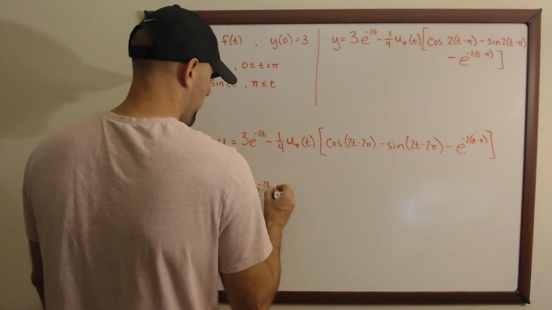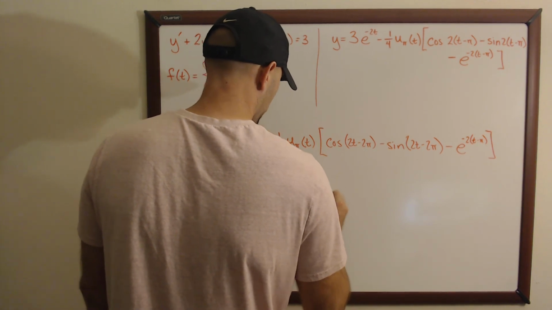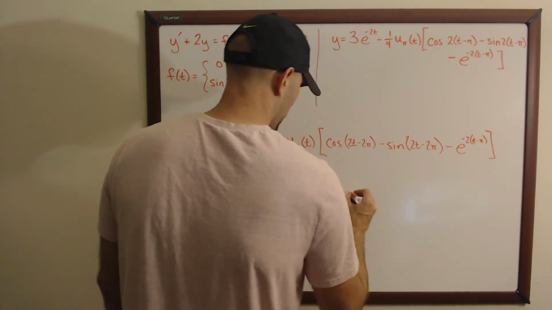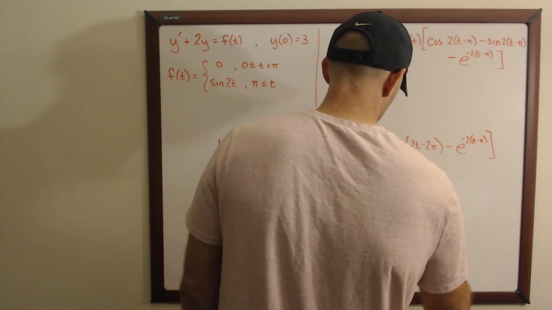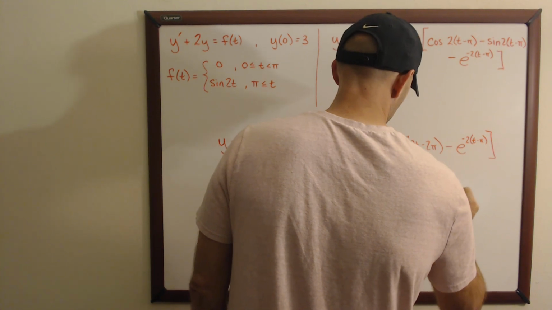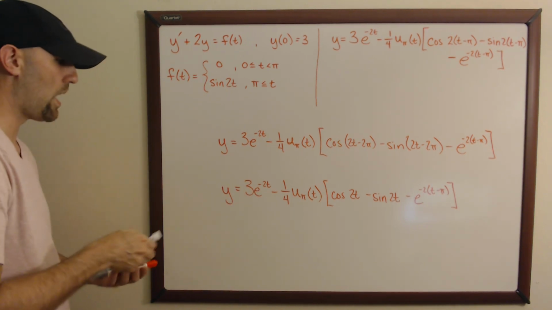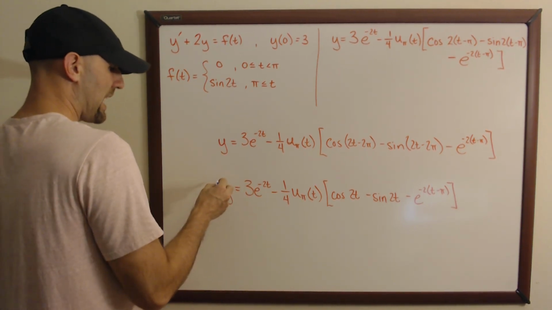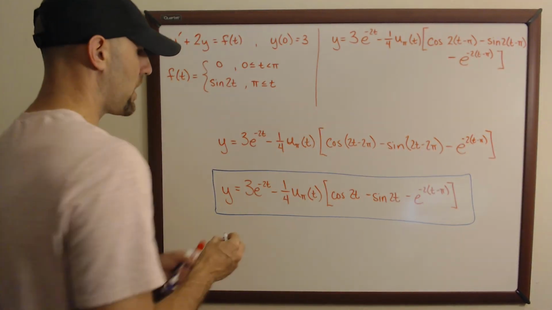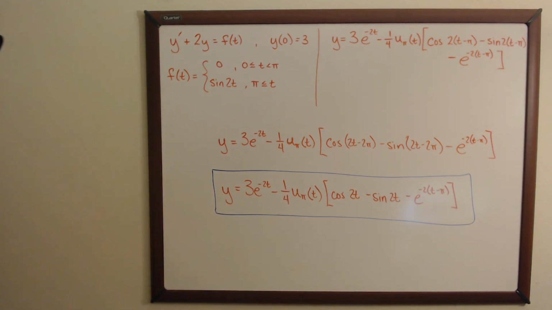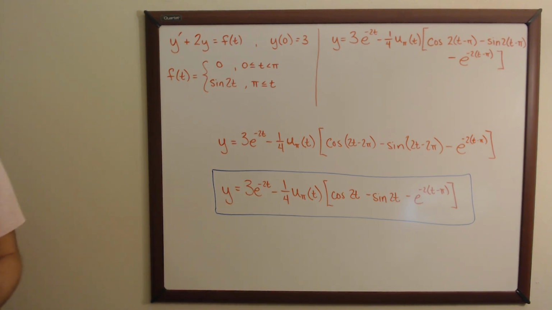So in the end, this is the function y we were looking for. So y is equal to 3 e to the negative 2t minus 1/4 u sub pi of t all times cosine of 2t minus sine 2t minus e to the negative 2 times t minus pi. Fantastic.